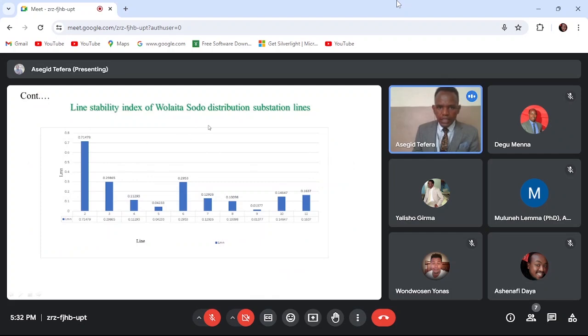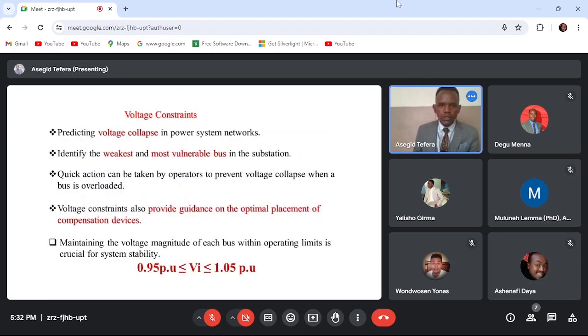These are the line stability index of solar substation lines. These are graphically presented by use of the above graph. So another useful thing to our thesis, our research, our investigation is voltage constraints. This voltage constraint is mostly used for the voltage minimum and the maximum peak of the substation.